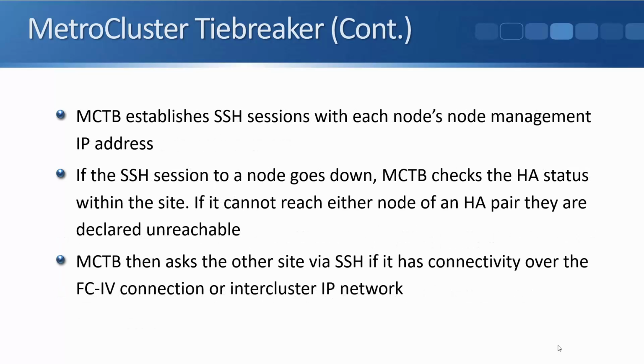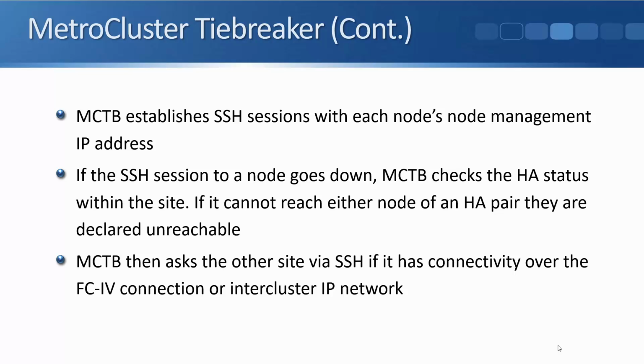The way it works is it establishes secure shell sessions with each node's node management IP address to verify that they're up. If the SSH session to a node goes down, MCTB will first check the HA status within the site to see if it's just that one node that has gone down and it's failed over to the HA pair in the same site. If it can't reach either node of an HA pair, then they'll both be declared unreachable.